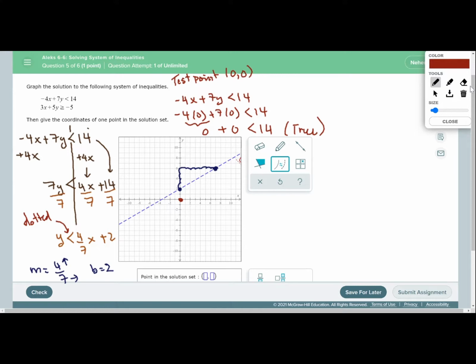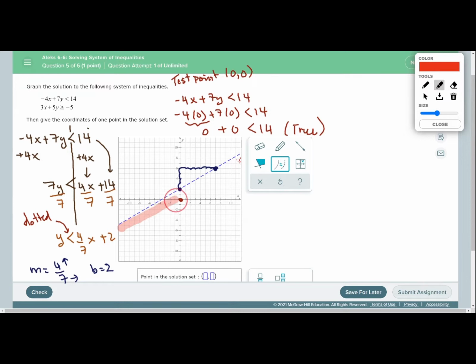I will use a redder color because it's a highlighter, and it's going to fade out a little bit. Okay, so we're going to shade below the line. All the section here is the solution of the first line. It's looking good.